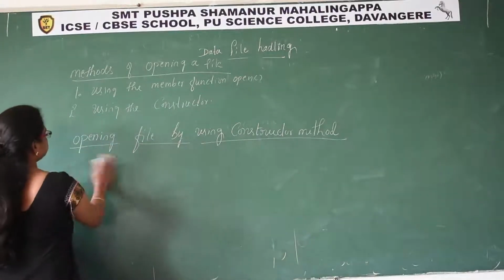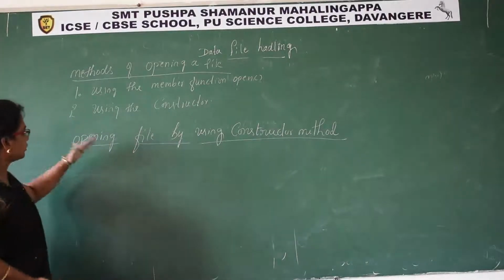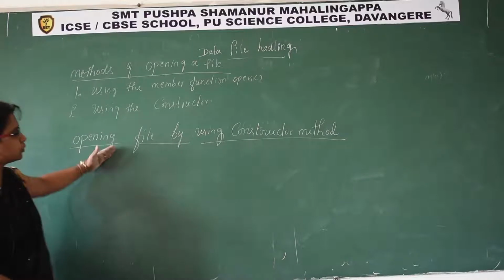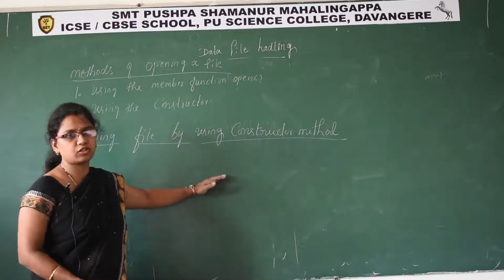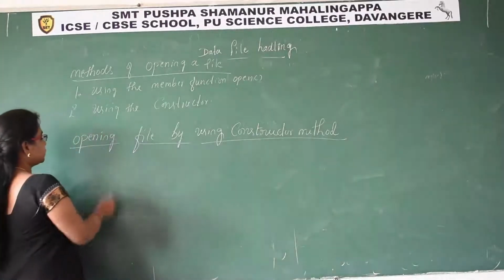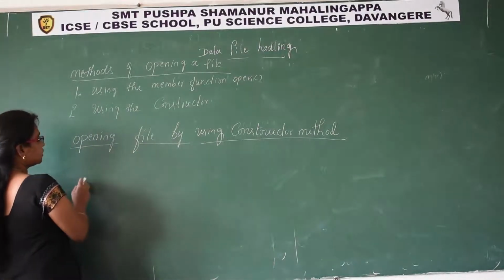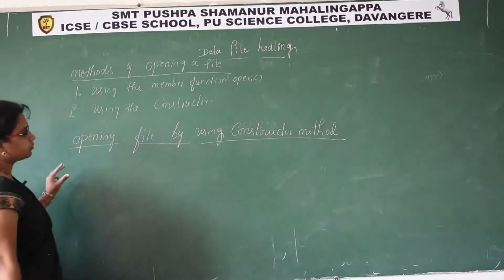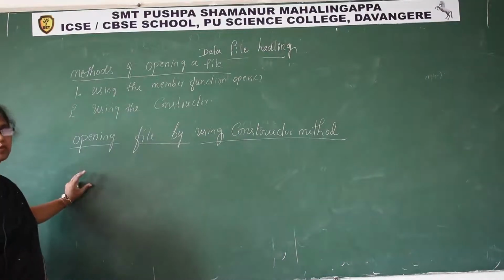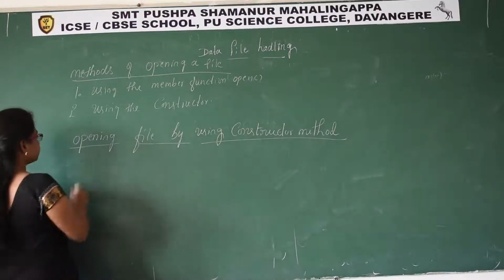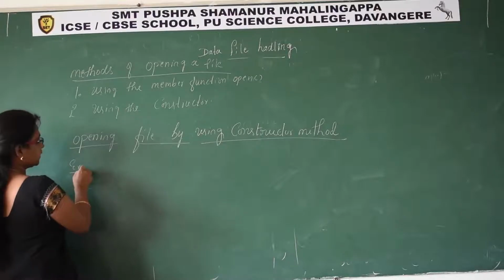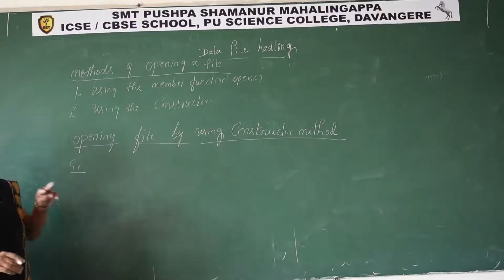See here. See, opening a file using constructor method, it uses parameterized constructor. How to write the parameterized constructor? So let us consider a file first.txt. I am going to open that file in a write mode using constructor method. Okay? Example. First I will write the example. Later I will write the general syntax here.